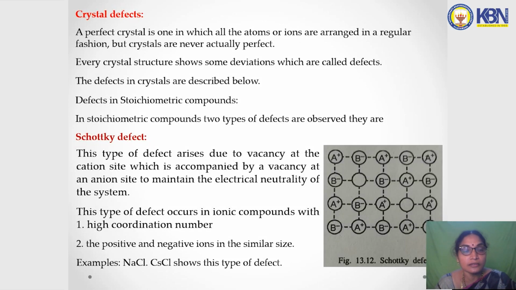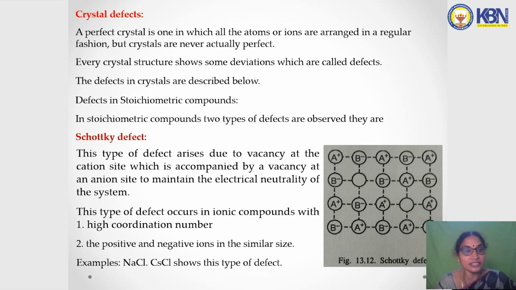Dear students, now we will discuss crystal defects. Crystal defects arise in crystals because no crystal is perfect. Crystals are never actually perfect. That's why every crystal structure shows some deviations, which are called crystal defects. Generally, in crystals the defects are classified into two types: defects in stoichiometric compounds and defects in non-stoichiometric compounds.